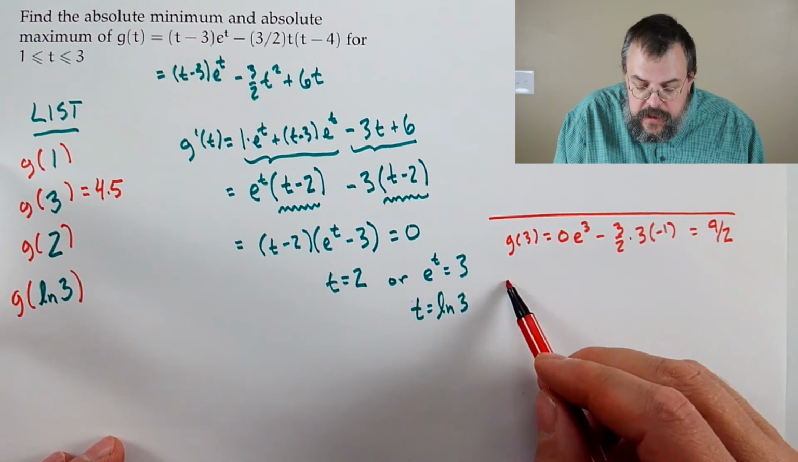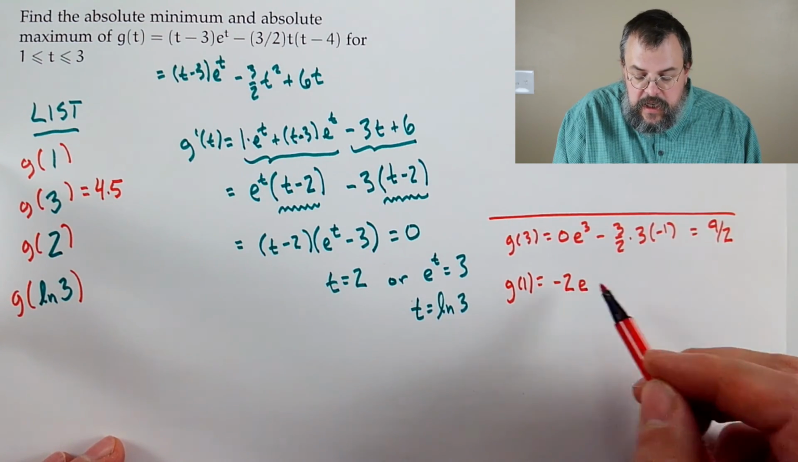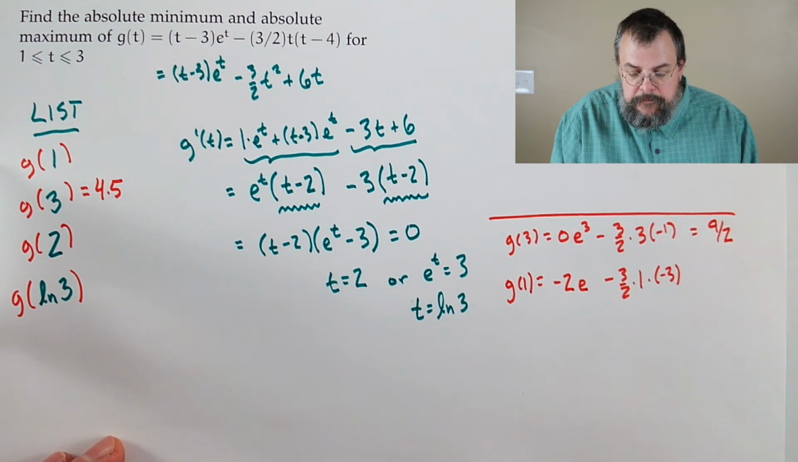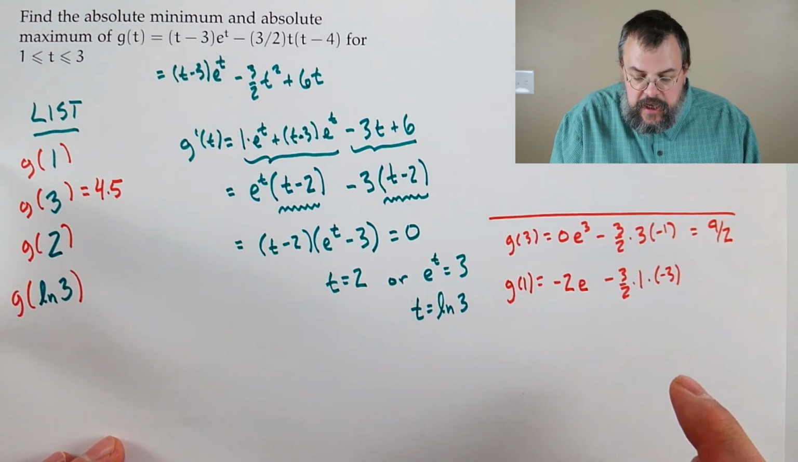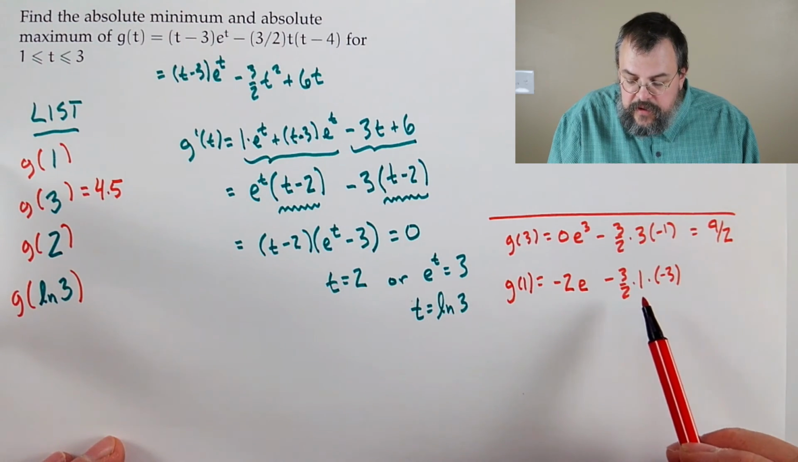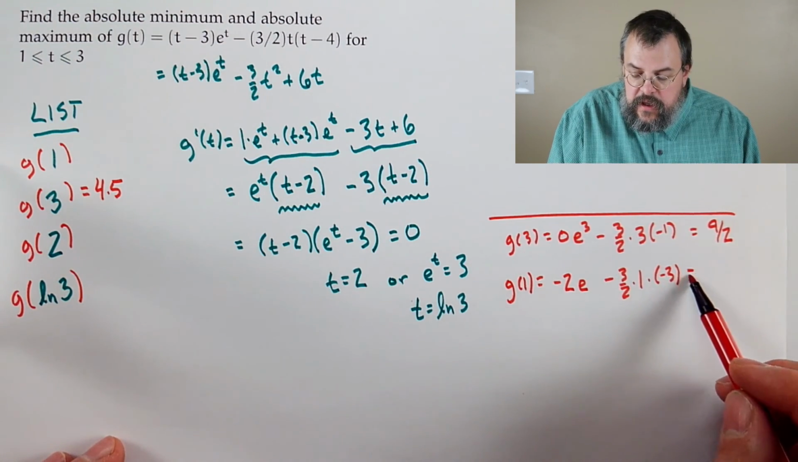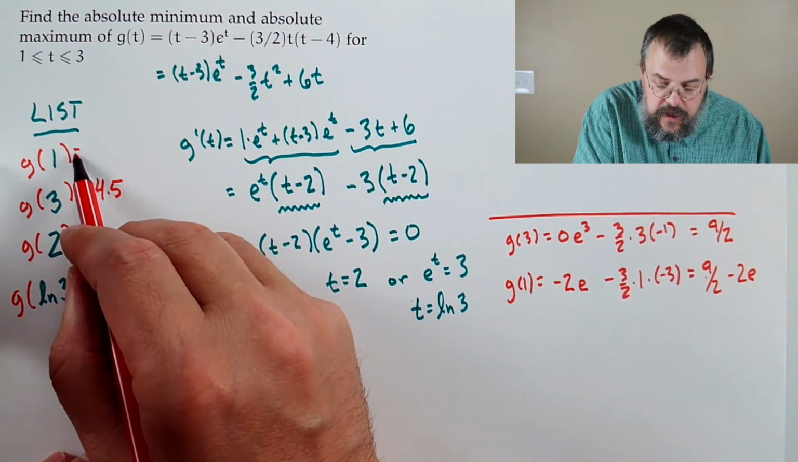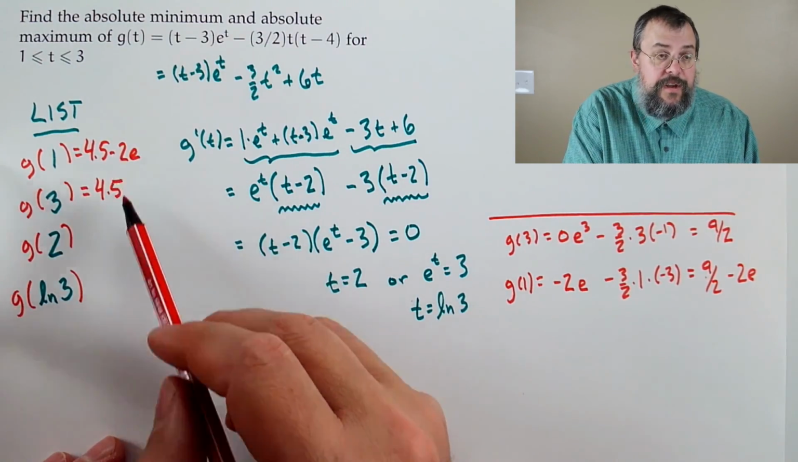When we plug in 1, what do we get? Well, we're going to get minus 2 times e, then minus 3 halves times 1 times negative 3. Right? Because we can see how those numbers go in. Okay, good. Well, 3 halves times 1 times negative 3 is again 9 halves. But now you subtract 2e. So 9 halves minus 2e. Okay, so we'll say that's 4.5 minus 2e. Well, we certainly know which one of these is bigger.